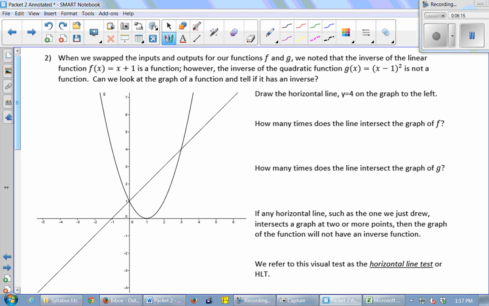So if I look at the graphs of these things, this one is f, and this one is g. Okay. I want to see if I can use the graph to tell me whether or not the inverse will also be a function. So if I draw a horizontal line at y equals 4, here's y equals 4, horizontal line.